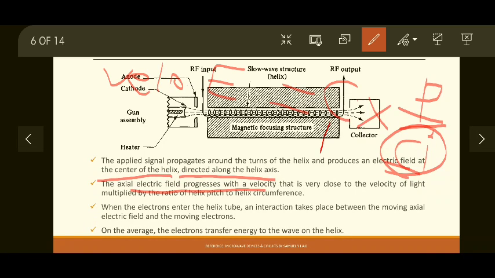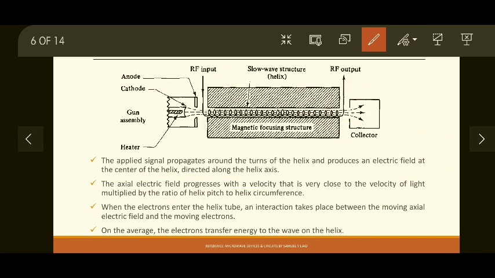C is the velocity of light, pitch is the helix pitch, and the circumference of the helix. What is helix pitch? We will see that during the slow wave structures. When the electrons enter the helix tube, an interaction starts taking place between the moving axial electric field. So the electric field and electron beam start interacting.